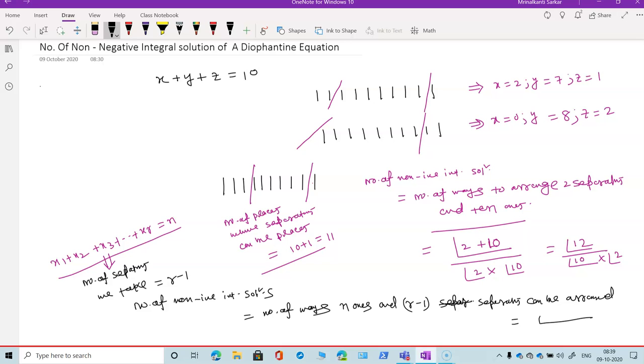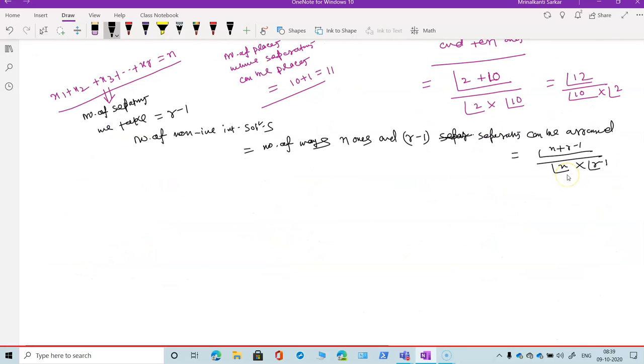So this will be factorial of n plus r minus 1, and by using the combination formula you can state it as n plus r minus 1 C r minus 1. Here also you can say it is 10 plus 3 minus 1 C 3 minus 1. So this is the formulation.